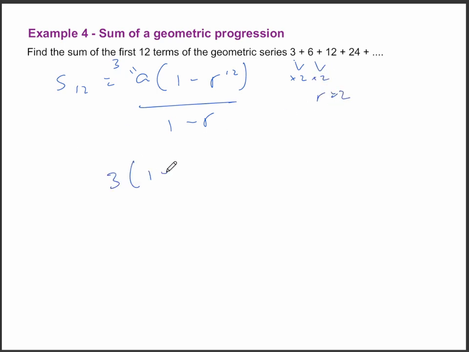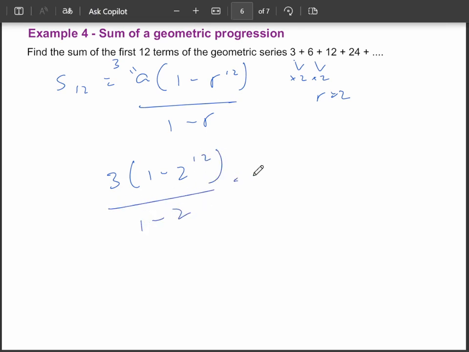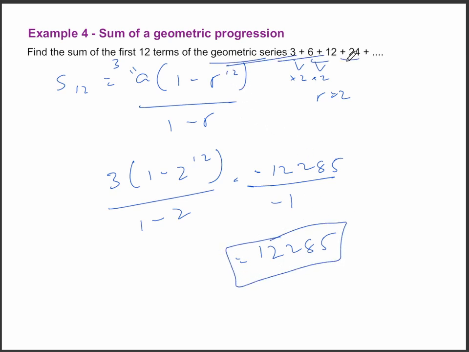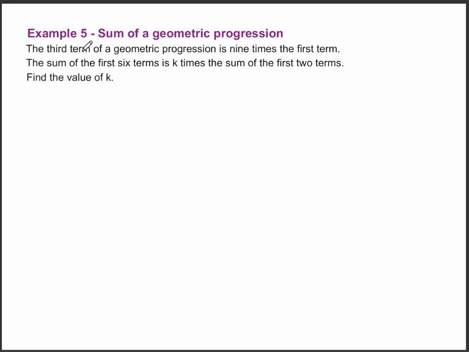So 3 times 1 minus 2 power 12 over 1 minus 2. This will give us negative 12,285 over negative 1, which is going to equal 12,285. And this is going to be the sum of the first 12 terms in that geometric series. Next, final example. The third term of a geometric progression is 9 times the first term. Therefore, the third term, which is ar power 3 minus 1, which is ar squared, is equal to 9 times the first term, so 9a.